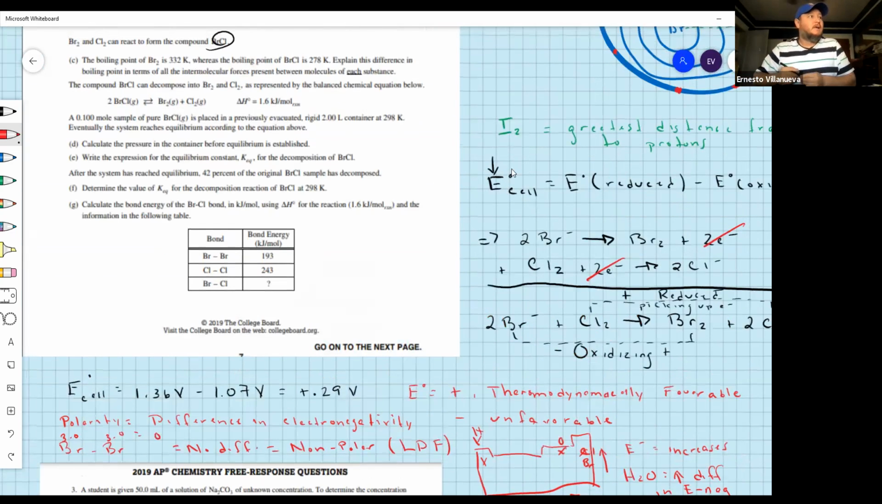Okay, part D. It says here, a 0.1 mole sample of pure bromine monochloride is placed in a previously evacuated rigid 2.0 liter container at 298 Kelvin. Eventually, the system reaches equilibrium according to the equation above. Calculate the pressure in the container before equilibrium is established.